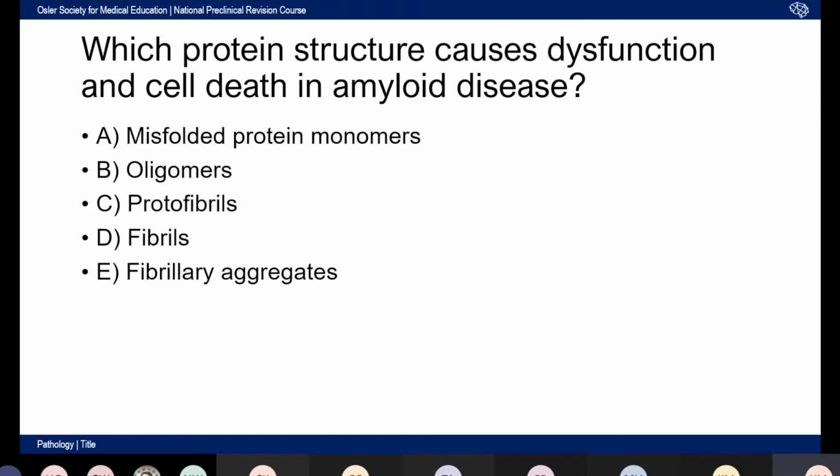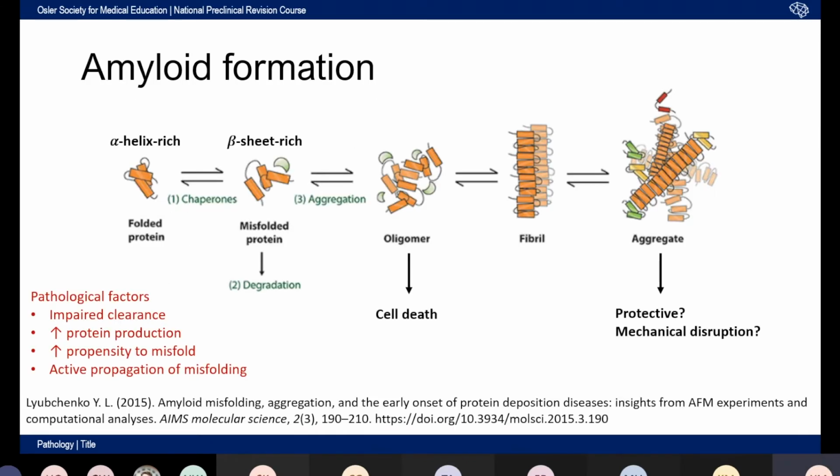Okay, so the most common answer is the misfolded protein monomers, which is a very rational answer, and I understand, because I've just told you that it's the misfolding that causes disease in amyloid diseases. Some people have spoken about the fibrils and the aggregates of the fibrils as well, which is also a key part of amyloid pathogenesis. But as I'll explain today, the part of the protein that actually causes the cell death is the oligomers. We're going to go through how that happens just now.